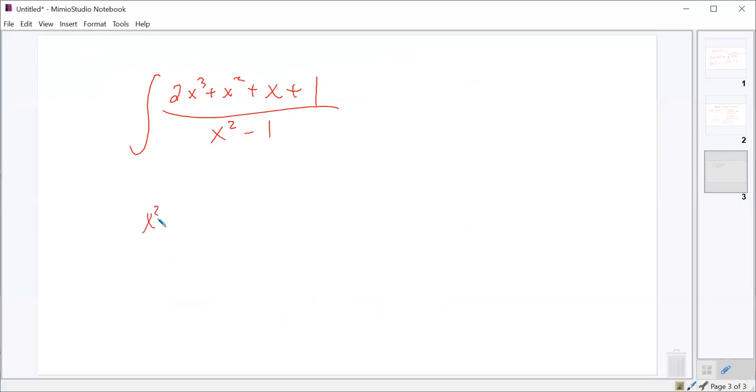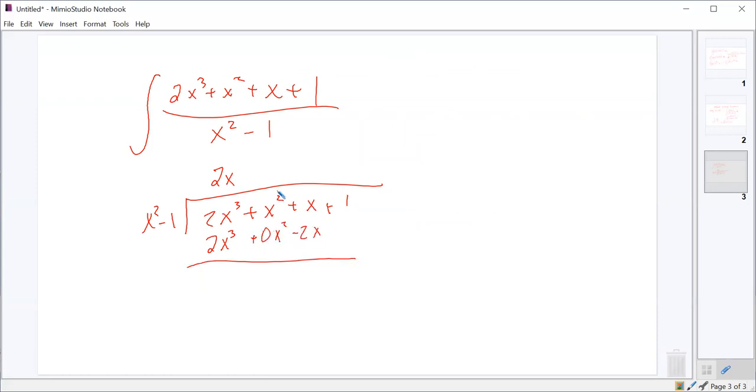Okay, so we're going to do x squared minus 1 into 2x cubed plus x squared plus x plus 1 to try and write this into an easier integral for us to deal with. So x squared goes into the 2x cubed 2x times. That gives us 2x cubed here, gives us 0x squared and minus 2x. And we subtract, we should end up with an x squared plus a 3x. And we can bring down the plus 1 if we want to. And then x squared goes into x squared once, so we'll have a 2x plus 1, put down our x squared and our minus 1, subtract, and get 3x plus 2.